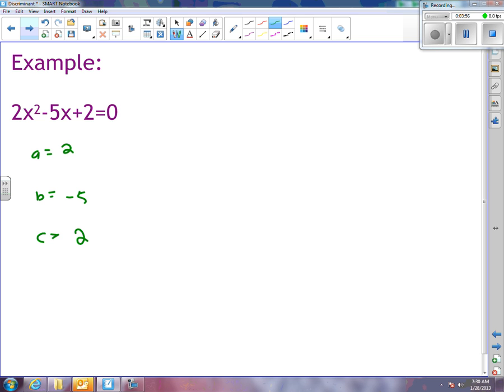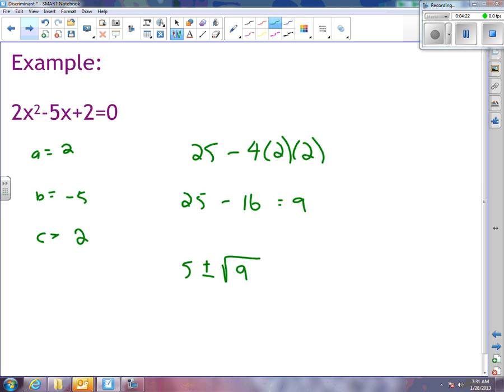So b squared is 25 minus 4 times a times c. So this is 25 minus 16, which is 9. So now, because this is a positive number, I know that I'm going to have two real solutions. If you want to find out what the solutions are, you have to do the rest of the quadratic equation, which would just be negative b, which would just be 5, plus or minus the square root of the number that we found as the discriminant. That number is that number, over 2 times a, which is 4.